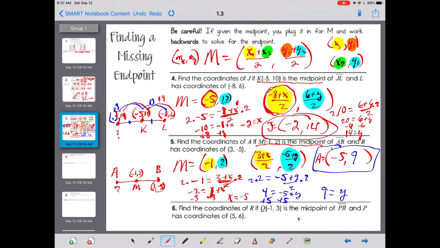We could do it the county way. From 3 to negative 1, we went down 4, so we need to go down 4 more, which would be negative 5. From negative 5 to 2, let's see, I went up 5, 6, 7, so I need to go up 7 more. That makes 9. Negative 5, 9.